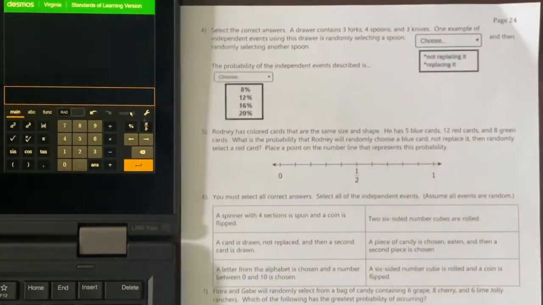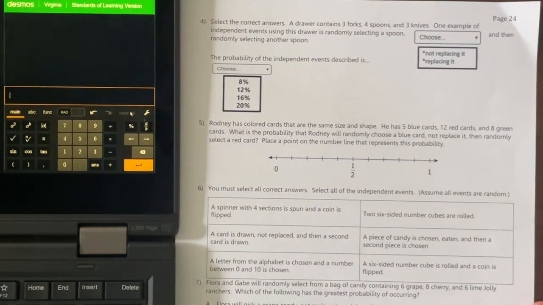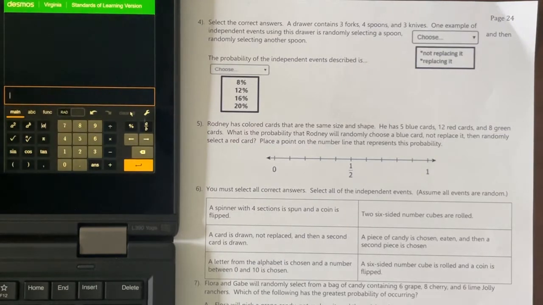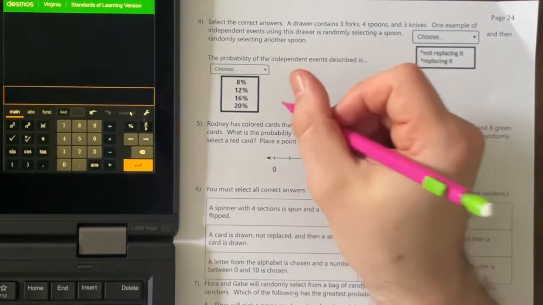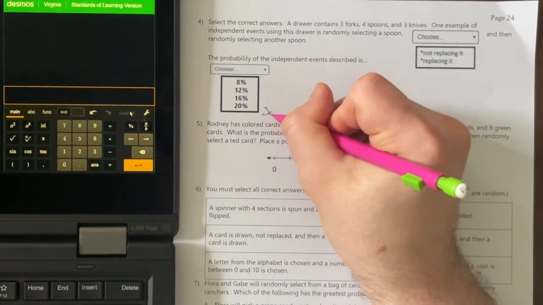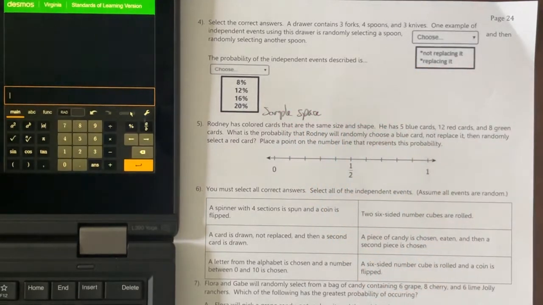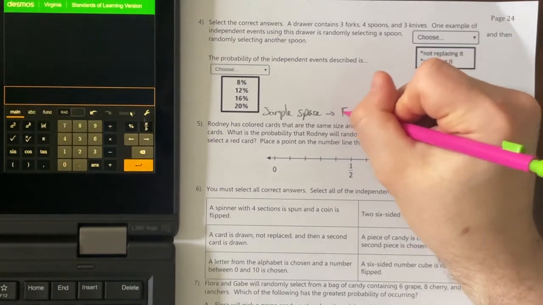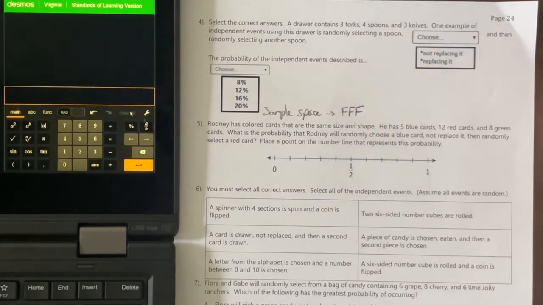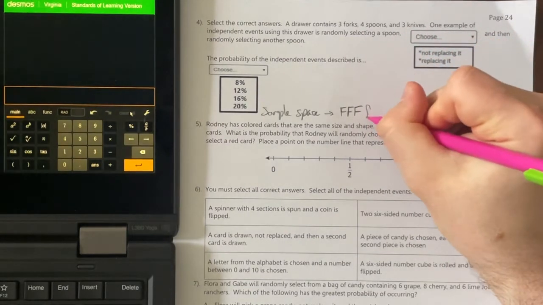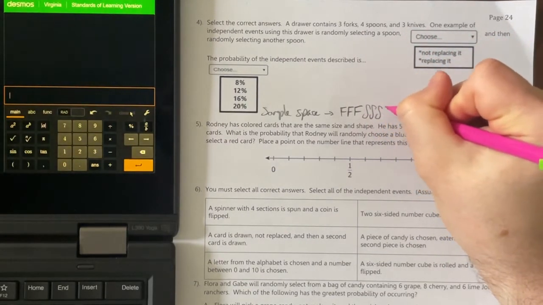Moving on to number 4, it says this. Let me make sure it's on the screen. There we go. For number 4, it says select the correct answer. A drawer contains 3 forks. Draw this out like this. So what I'm going to do is I'm going to have my sample space. Imagine a drawer that is right here. I have 3 forks. You can use letters to signify that. I have 4 spoons. 1, 2, 3, 4.